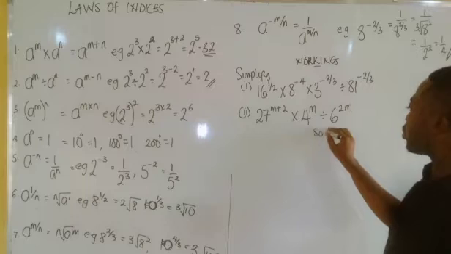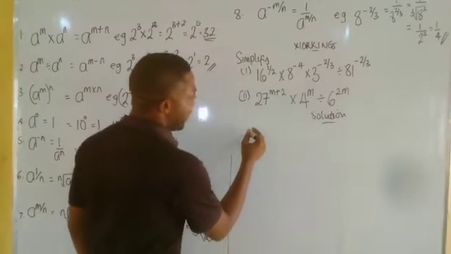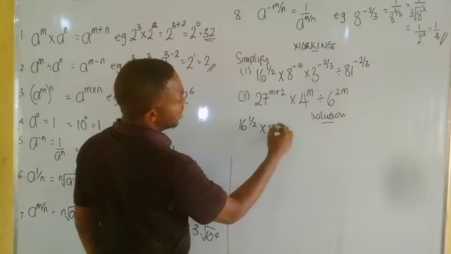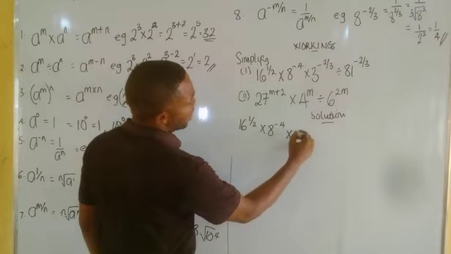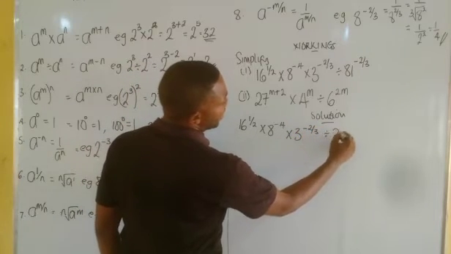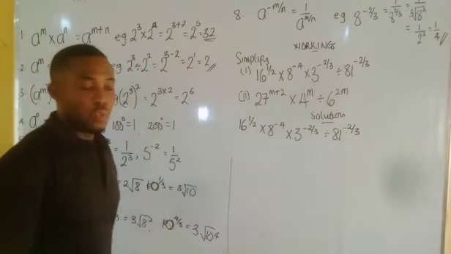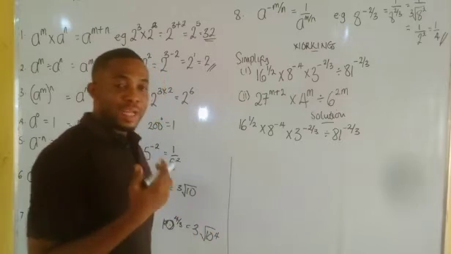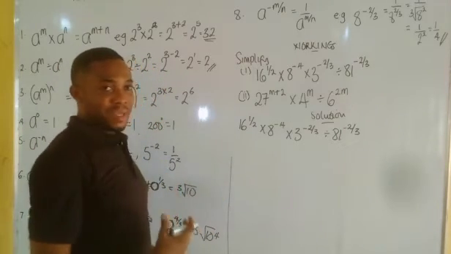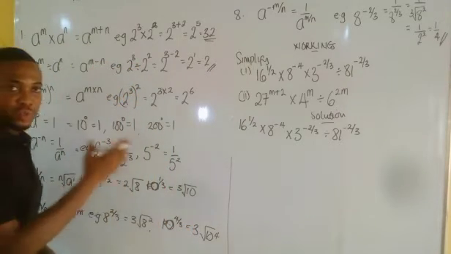Now we have the solution. And we have 16 raised to power 1 over 2 times 8 raised to power minus 4 times 3 raised to power minus 2 over 3 divided by 81 raised to power minus 2 over 3. Now what we should do whenever we're solving a question like this, ensure you express them to have the same base, okay, and apply the knowledge of these laws to it.